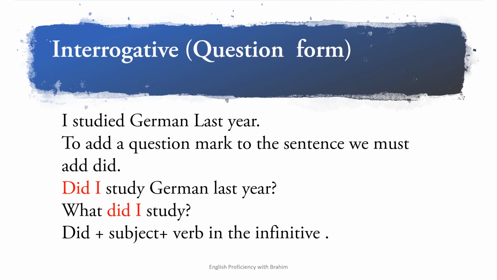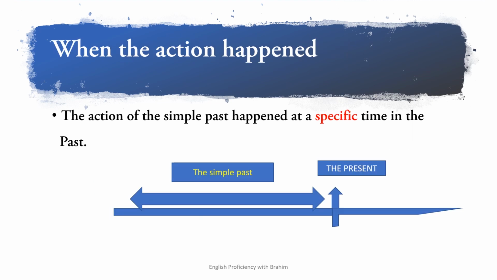So the action of the simple past happened at a specific time in the past. As you see here, the simple past is everything in the past, but we speak about a specific time in the past. And we will see that when we move to the use of the simple past.